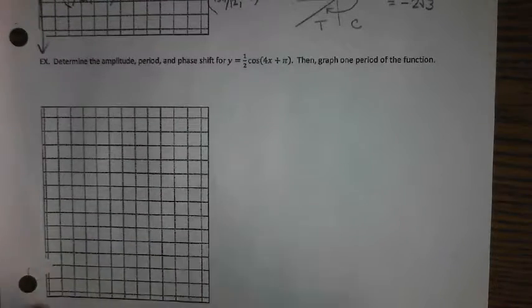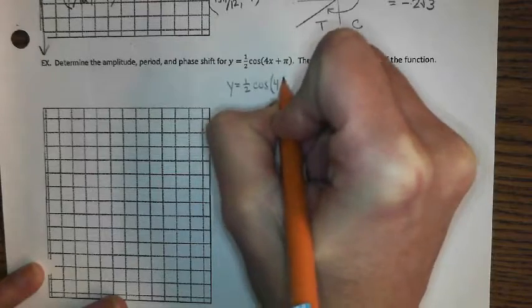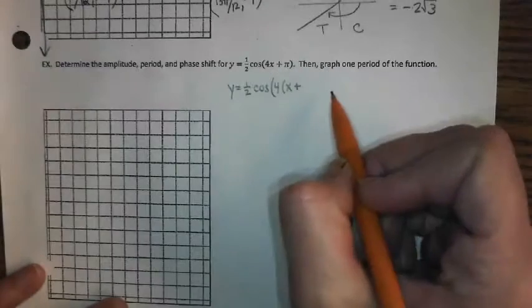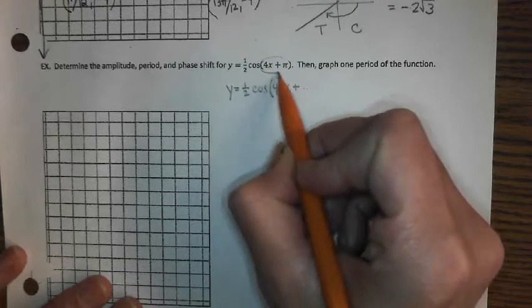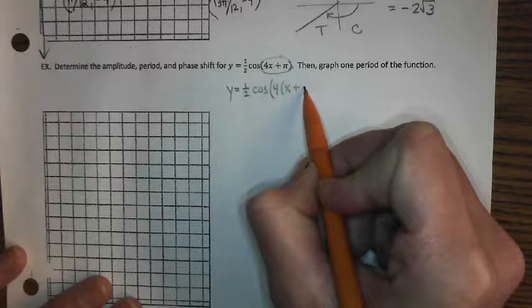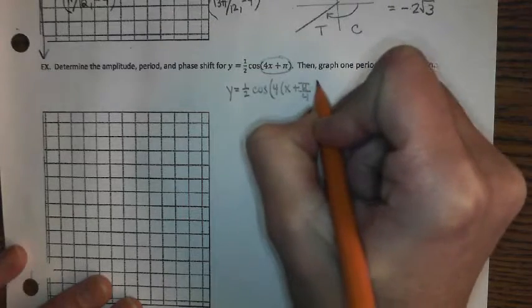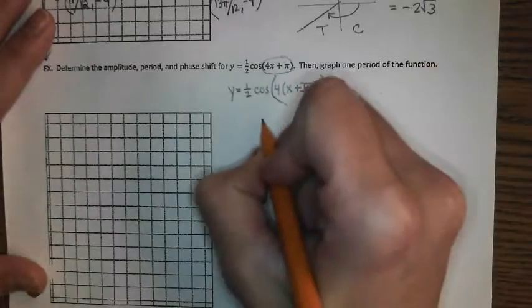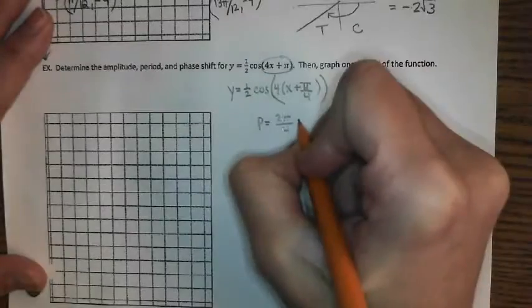Okay. Next one. Cosine. First things first, factor out your 4. Nathan Zorn, what's my value here going to be when I factor out the 4? Yep. Good. Okay, so let's find our period. Period equals 2 pi over the b value of 4. So that's going to be pi over 2.